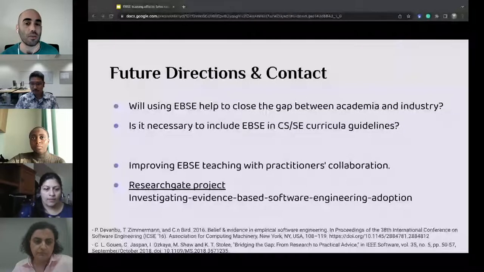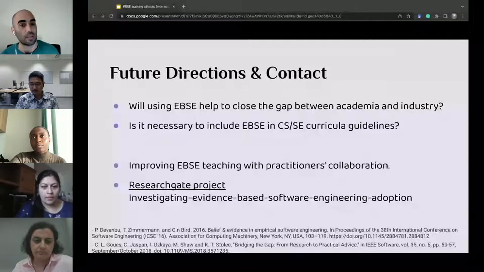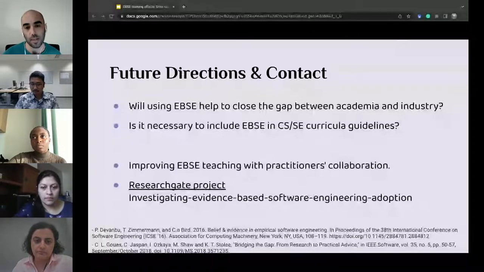And by now, curricula guides for undergraduate computer students don't consider evidence-based practice. But it's fair to say that we need more studies before considering to include it in the curricula guide. We also know that evidence-based practice training in medicine is more effective when it is integrated with clinical practice. This could be done in EBSE training too, for example, by engaging practitioners in teaching activities.